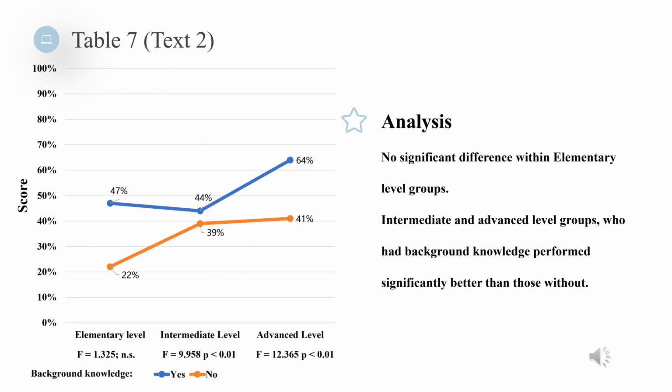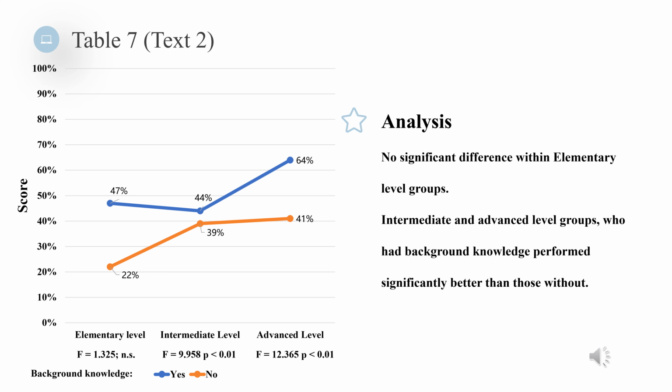That's pretty much about text 1 and how the F-value and P-value were calculated. Let's move on to text 2, which is a bit harder. In text 2, the 3 proficiency level groups were also divided into 2 small groups, respectively. One with background knowledge, another one without it.